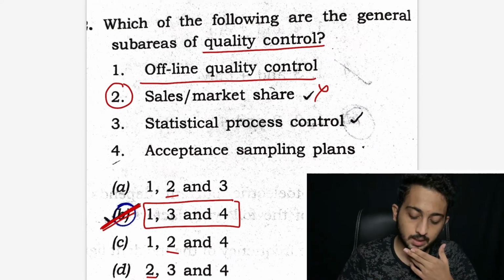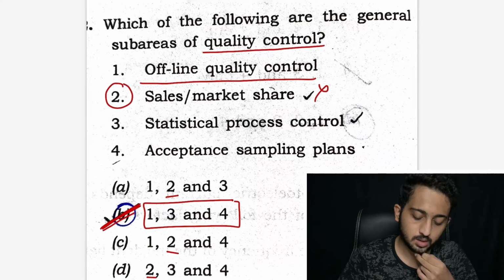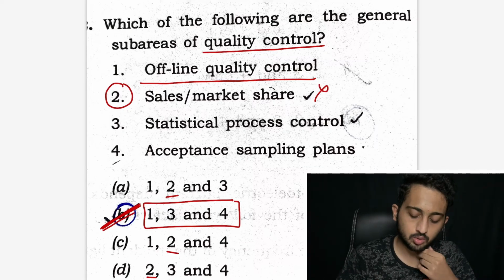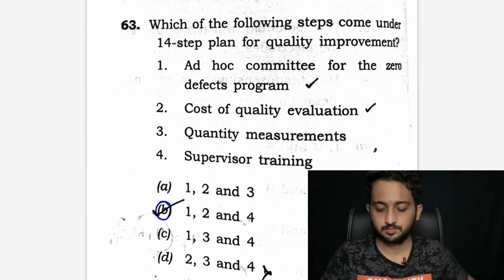So for questions like this, you can always eliminate the options even if one option is not matching. So here we are talking about quality control, and sales or share market has nothing to do with quality control. So 2 should not be the answer, and 2 is not in this option. So B option is the right answer.